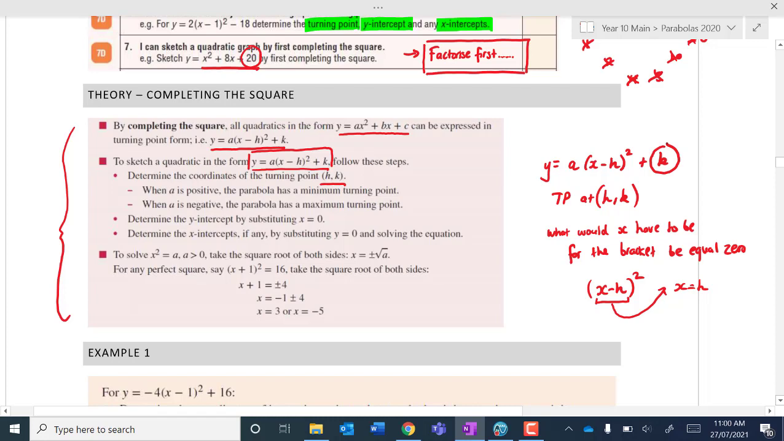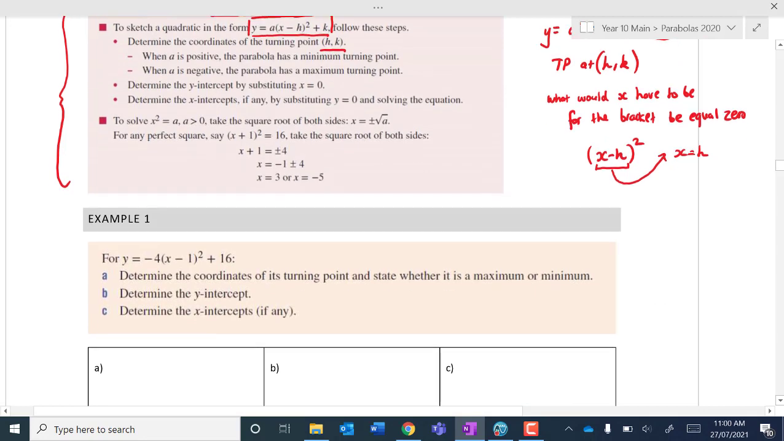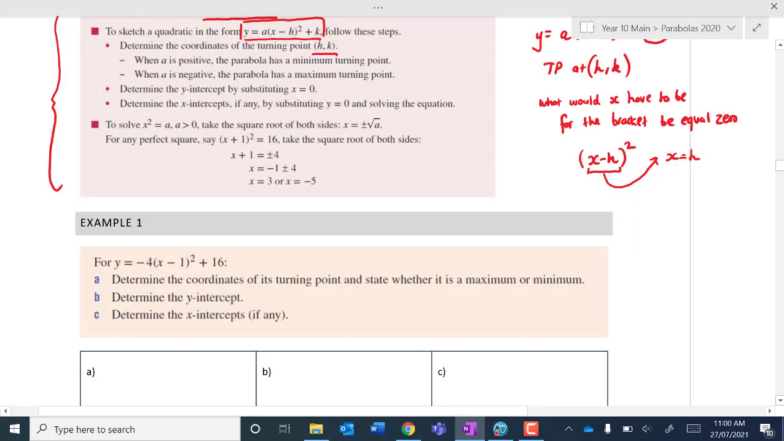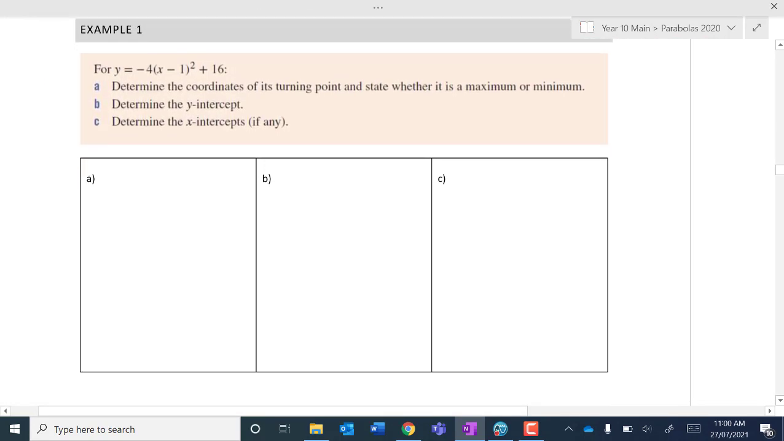So it can look a little bit confusing, but for example, over here, let's have a look at an example. Okay, it's probably a bit easier. It says, determine the coordinates of the turning point and state whether it's a minimum or a maximum.